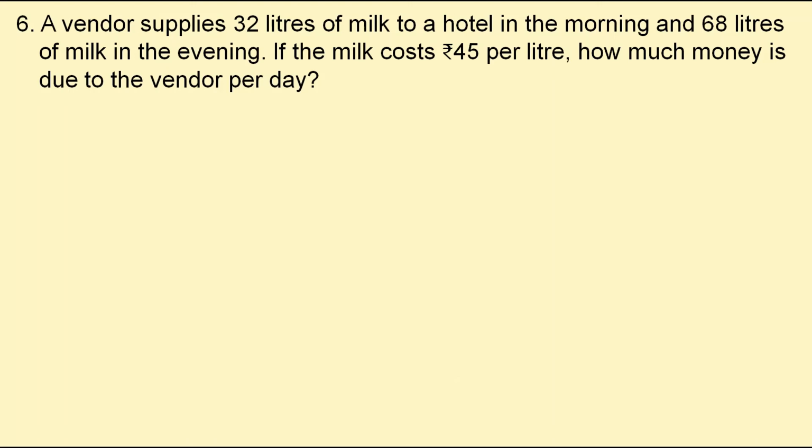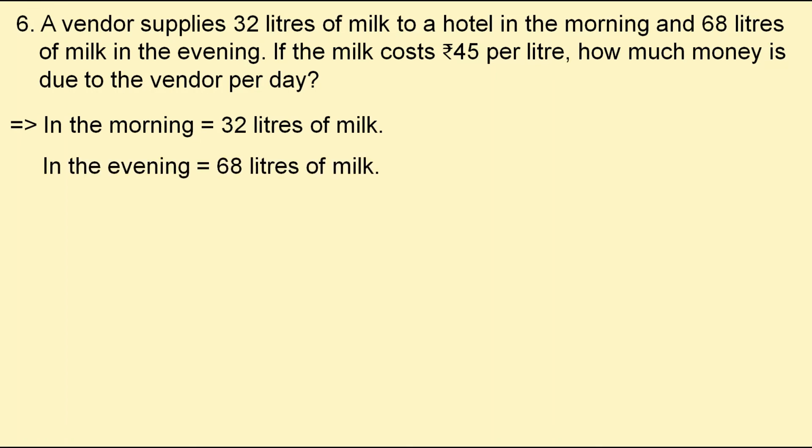Okay, so let's move to the sixth question, that is a vendor supplies 32 liters of milk to a hotel in the morning and 68 liters of milk in the evening. If the milk costs rupees 45 per liter, how much is due to the vendor per day? So first we will gather the information provided in the question. That is, in the morning vendor supplies 32 liters of milk and in the evening he supplies 68 liters of milk, and the cost of milk is rupees 45 per liter.